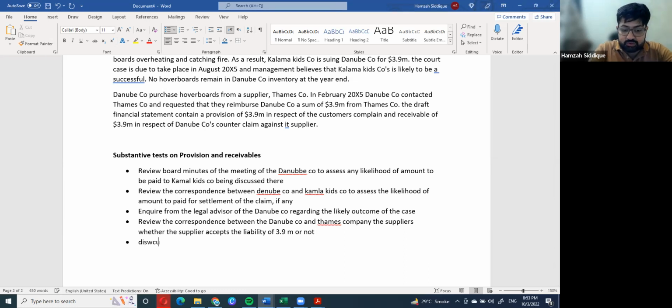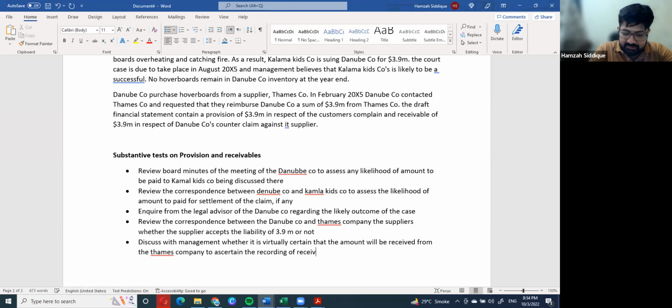So, discuss with management whether it is virtually certain that the amount will be received from the Thames company, to ascertain whether the recording of the receivable is correct or not. Virtually certain. By the way, five procedures have been done.